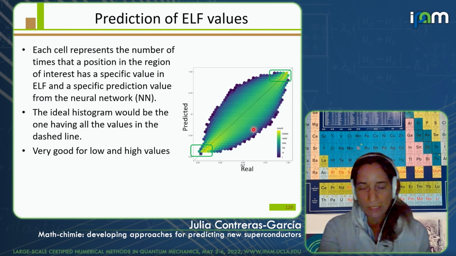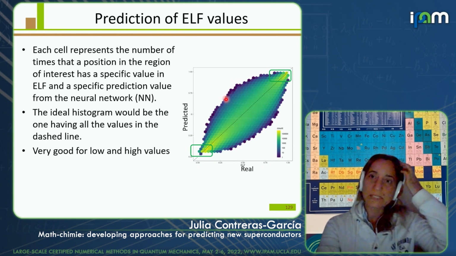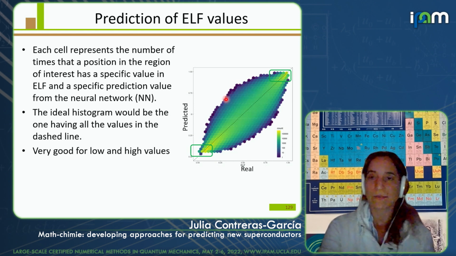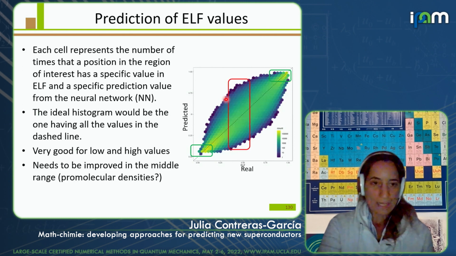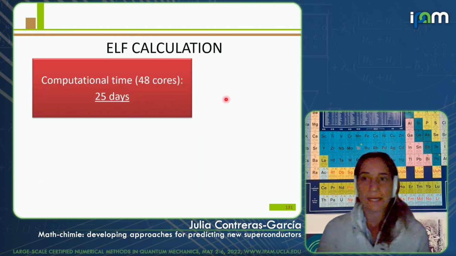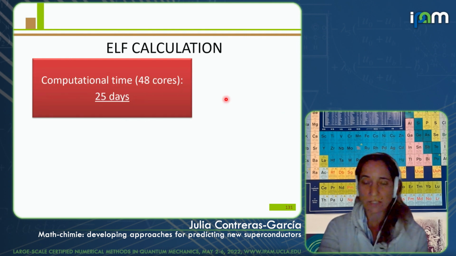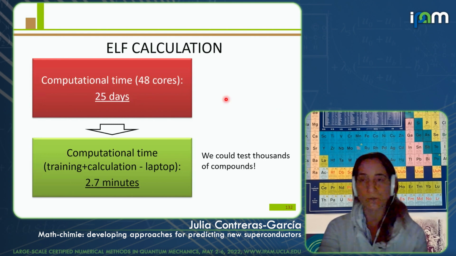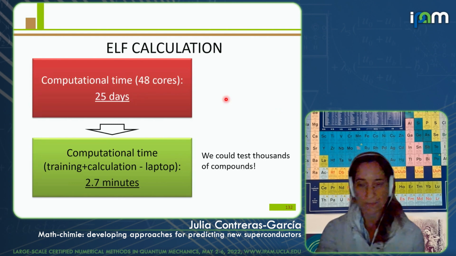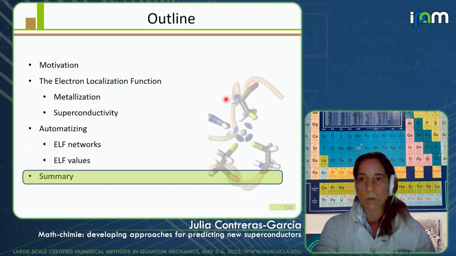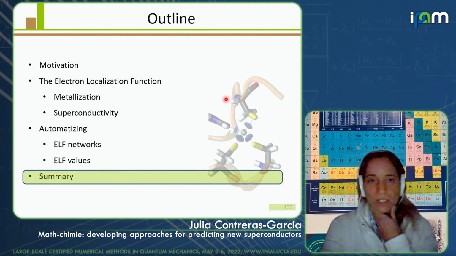I really believe we can do it by the use of these promolecular densities, so atomic densities that have already been used today. That's something to check. Good news is that the computation of the electron localization function went from 25 days to 3 minutes, including the training. So that's the end of my talk.